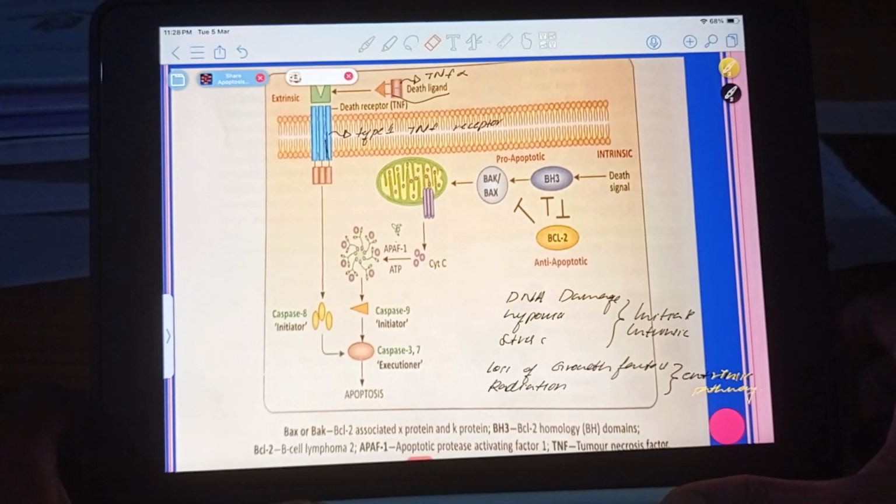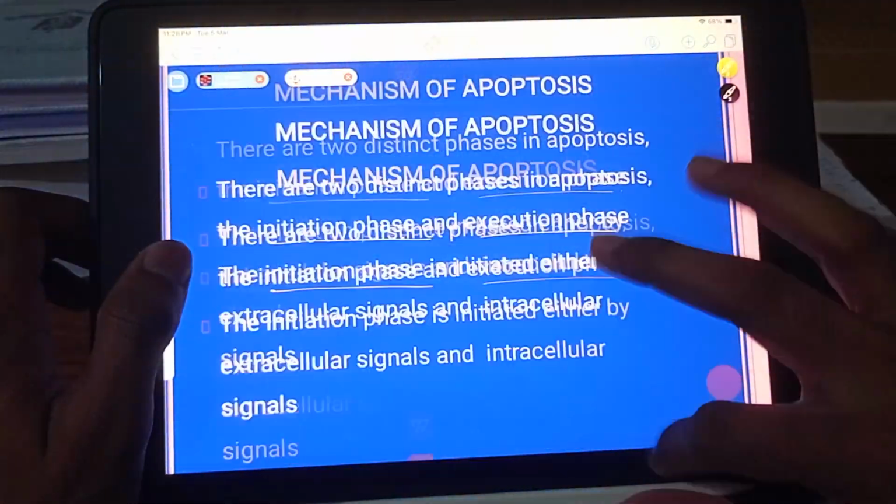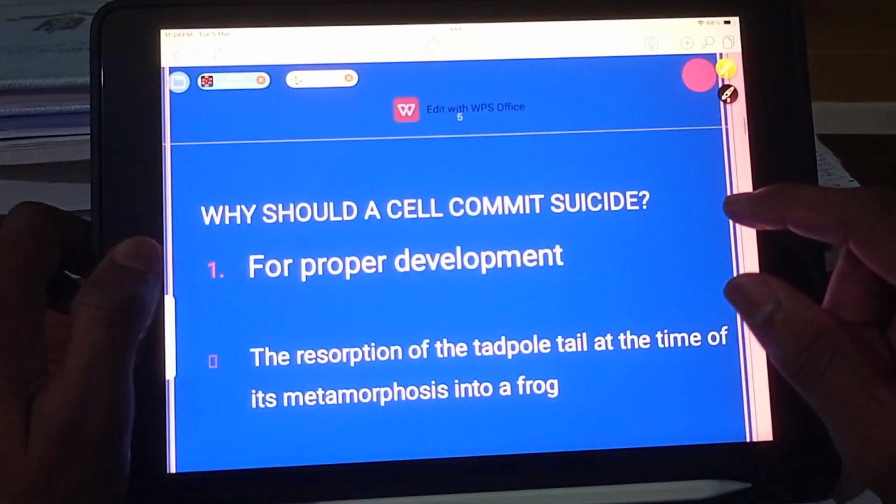This is the basic thing that you have to understand about apoptosis. I hope that it is clear for you.